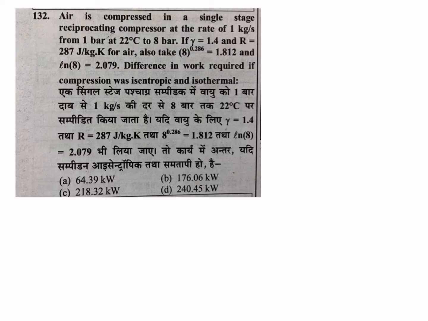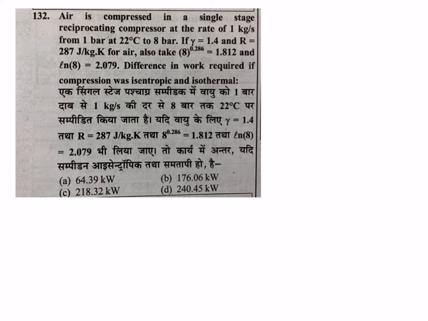Next question. This is a time taking question. If you know the shortcut, then go for it. Otherwise, it's better to skip this type of question. Air is compressed in a single stage reciprocating compressor at a rate of 1 kg per second from 1 bar at 22 degrees Celsius to 8 bar. If gamma equal to 1.4 and R equal to 287 joule per kg Kelvin for air.